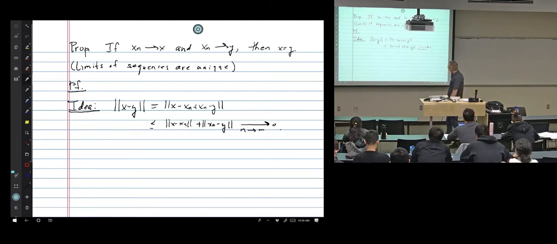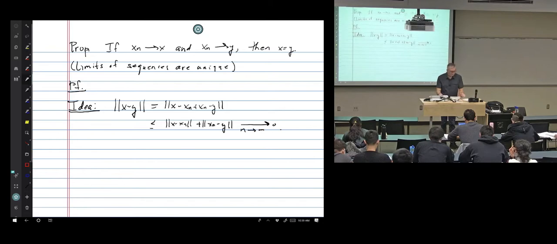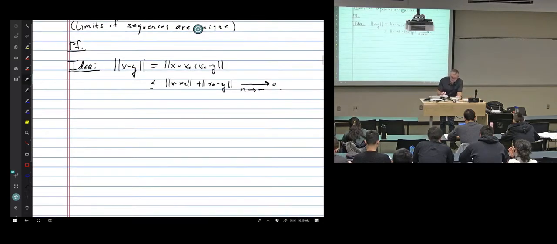Now, that's not a very formal proof, but it's clear what the idea is. So let's just turn this into a formal proof, and then we'll be warmed up on sequences and the definition and applying it and stuff like that. Okay, so here's the formal proof. Let epsilon greater than 0 be given.